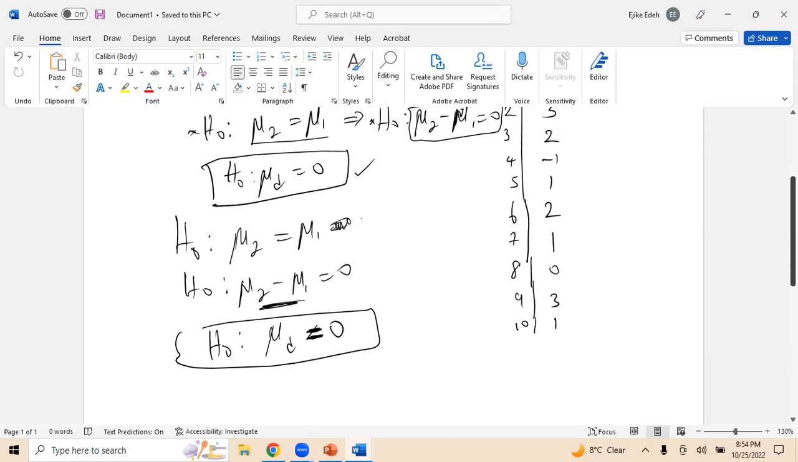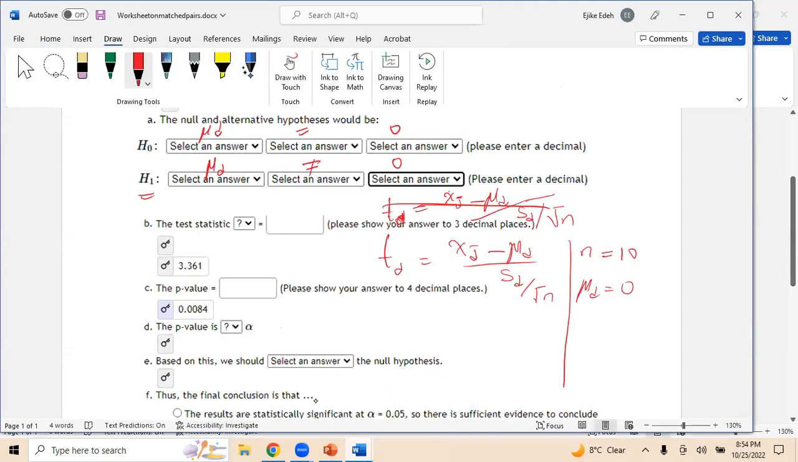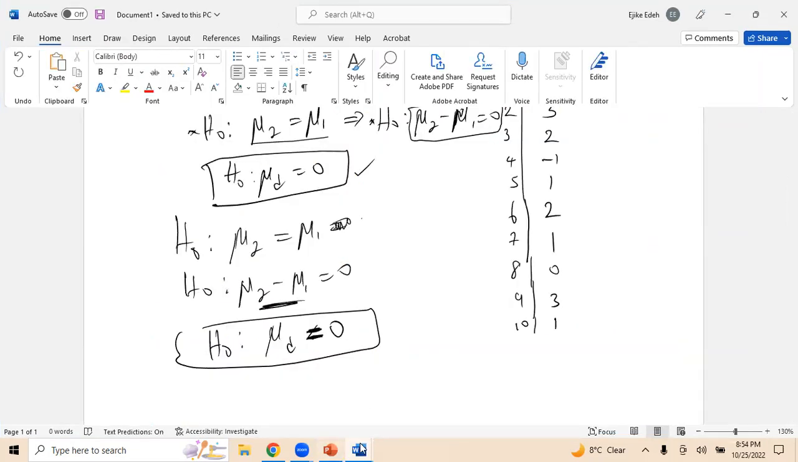So let's go back to this other page to continue. Over here, the mu-d, the difference in the mean, is 0. Okay. So what you actually need remaining is xd, the mean of the difference. Let me be consistent with my notation, but understand that everything you're seeing here is just notation.